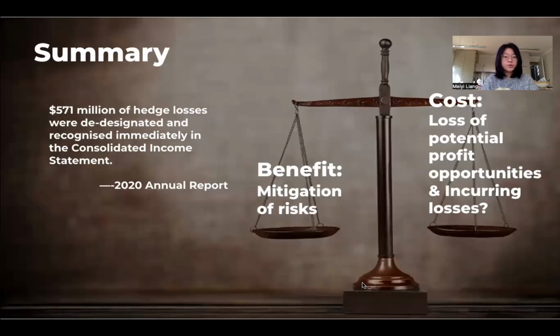I will now conclude our findings. For the Qantas Group, upon the impact of COVID, derivatives used to hedge interest rate, exchange rate, and fuel price risk all incurred losses to a certain extent to the company. In addition, due to the unexpected significant decrease in flying activity, designation of the overhedged position resulted in 571 million hedge losses immediately recognized in the statement of comprehensive income.